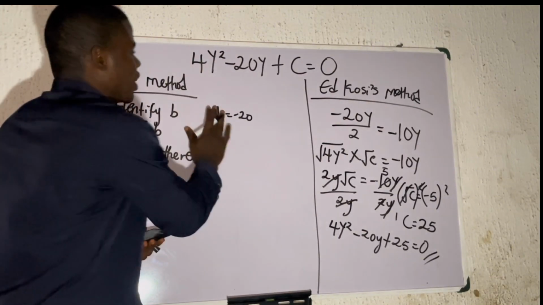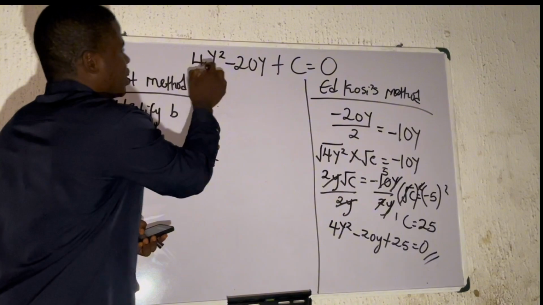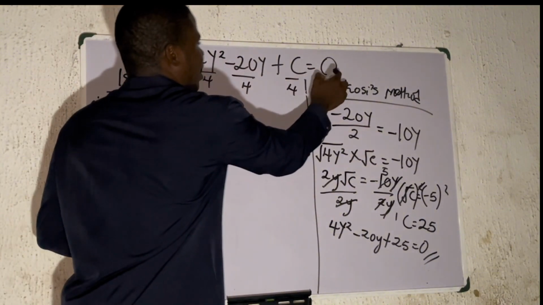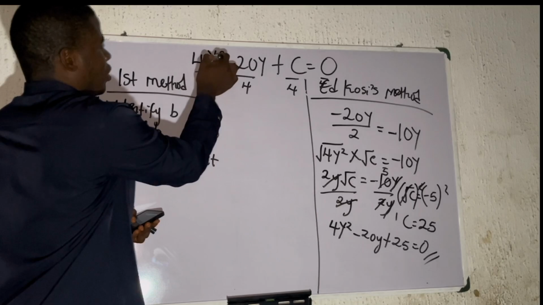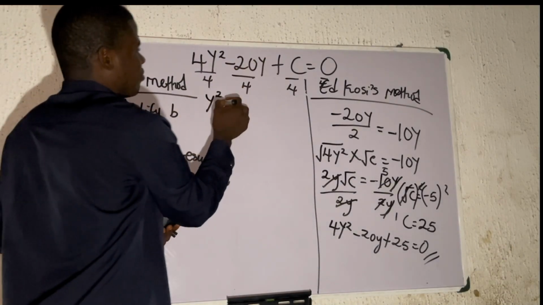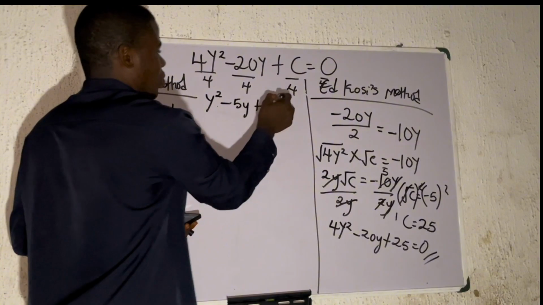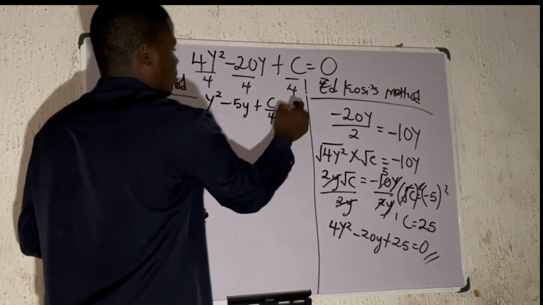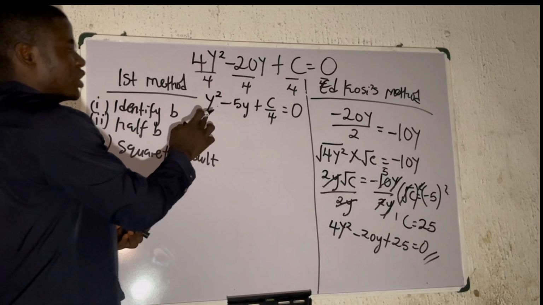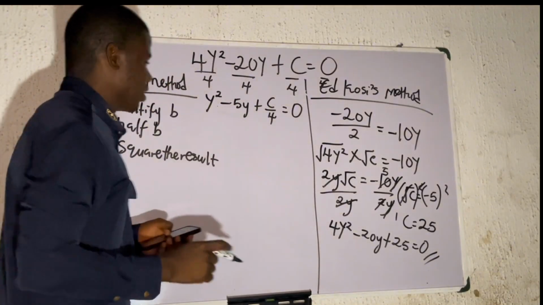Making the coefficient of y squared unity means dividing all through by 4. So 4y squared over 4 gives me y squared, minus 20y over 4 gives me minus 5y, plus c over 4 is equal to 0 divided by 4, which is 0. Have you seen that the coefficient of y squared is unity? It is 1 here. Very good.